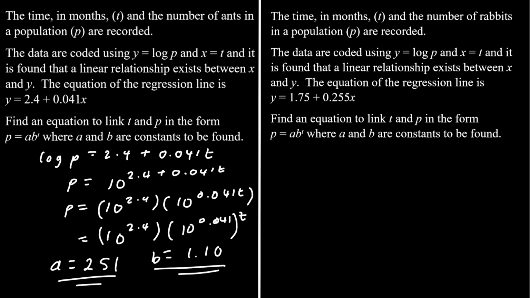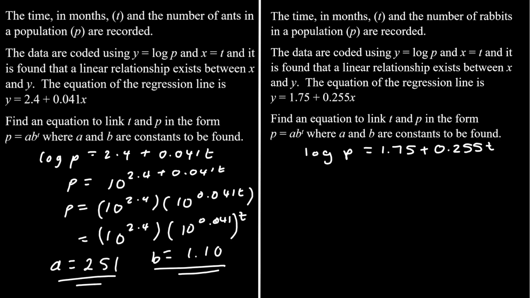Okay, one for you to try. See if you can give it a go. So the time in months t and the number of rabbits in a population are recorded. The data's coded, so y equals log p, x equals t, and we've got a linear relationship between x and y, and it's y equals 1.75 plus 0.255x. So we're going to change y into log p and change x into t.